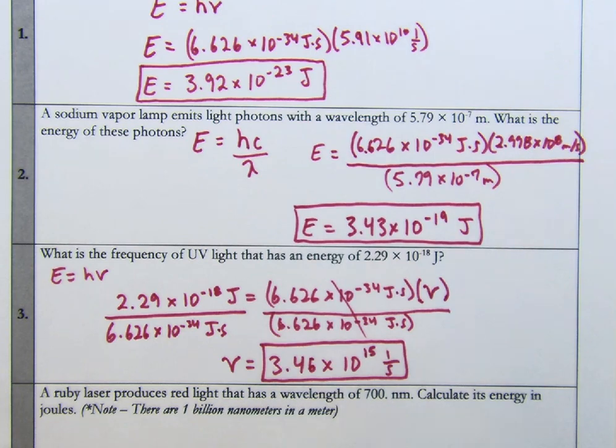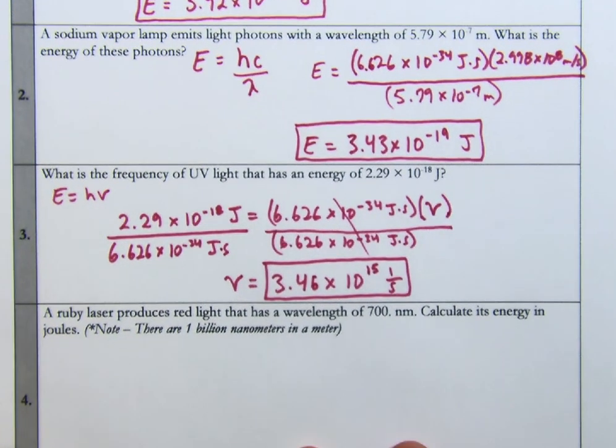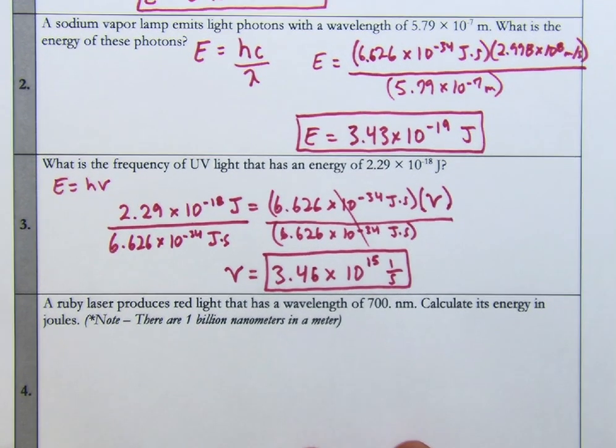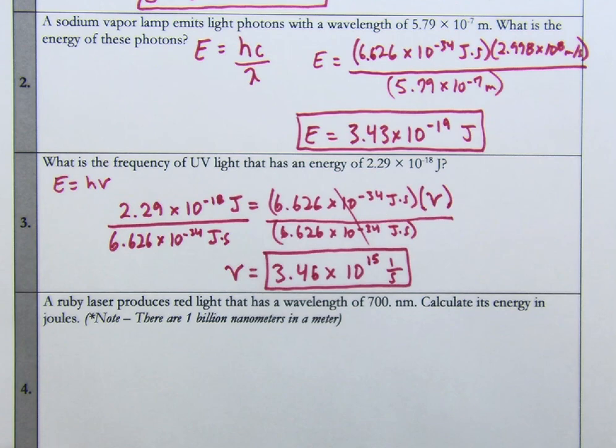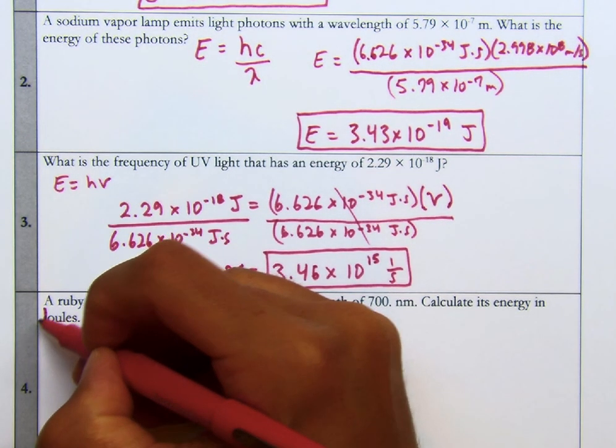All right, so that was a little different, solving for frequency when energy was given. And now let's do one that's even more complicated. Okay, this is meant to be sort of a challenge problem here. Number 4. A ruby laser, so light, which is sort of narrowed into a particular wavelength of 700 nanometers. Calculate its energy in joules. This should be a capital J.